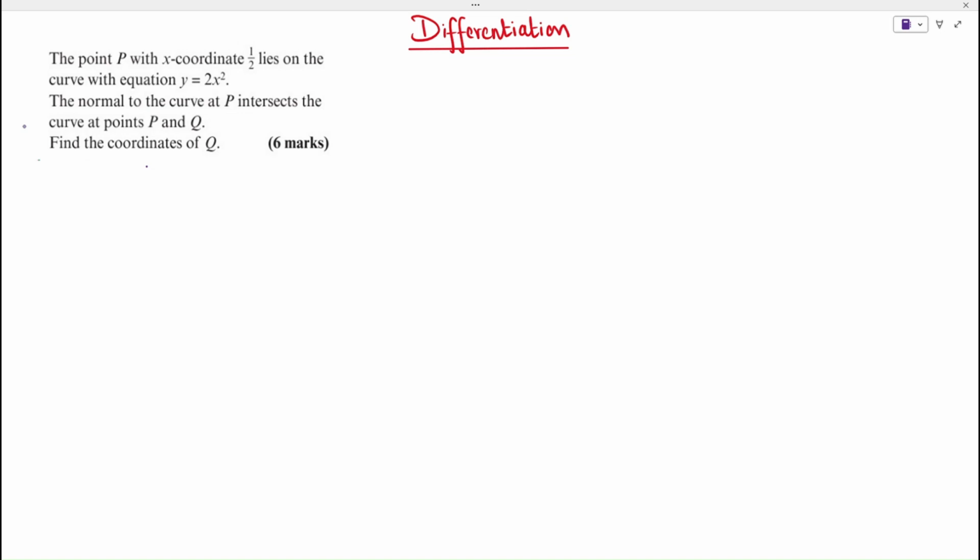In this video, we'll be going over differentiation and we'll be applying it to a 6-mark question. The point P with x coordinate a half lies on the curve with the equation y equals 2x squared. The normal to the curve at P intersects the curve at points P and Q. Find the coordinates of Q.